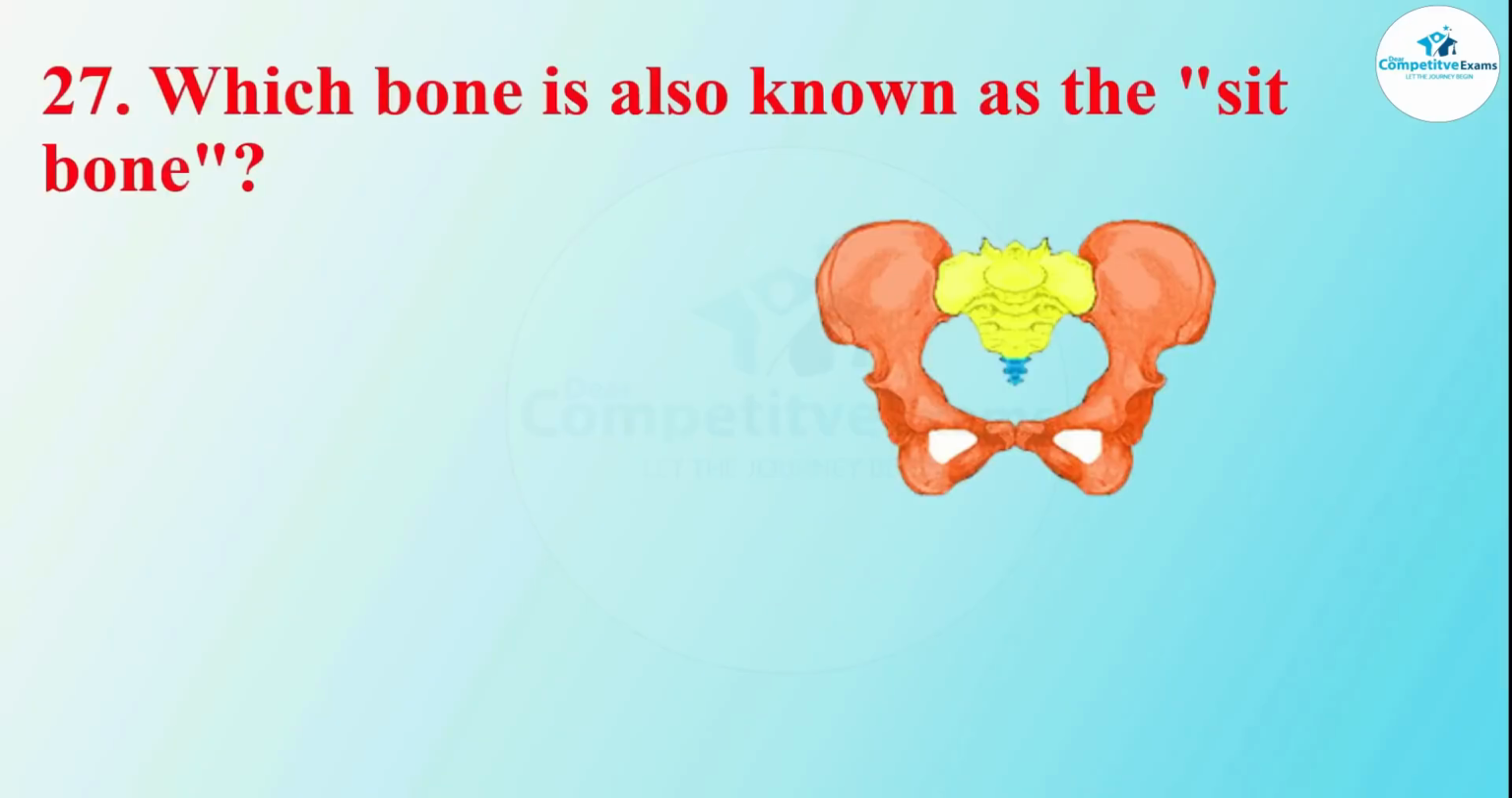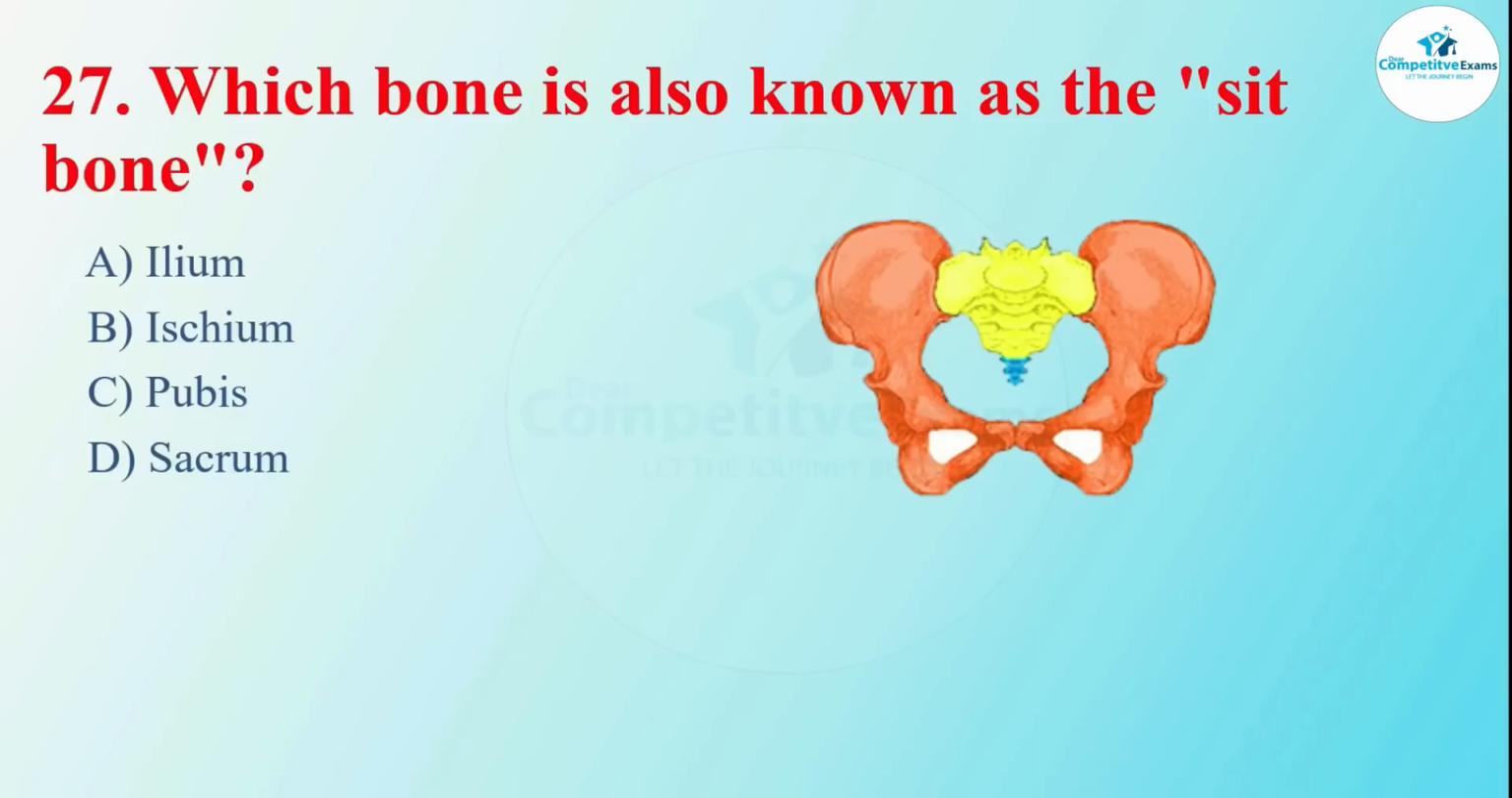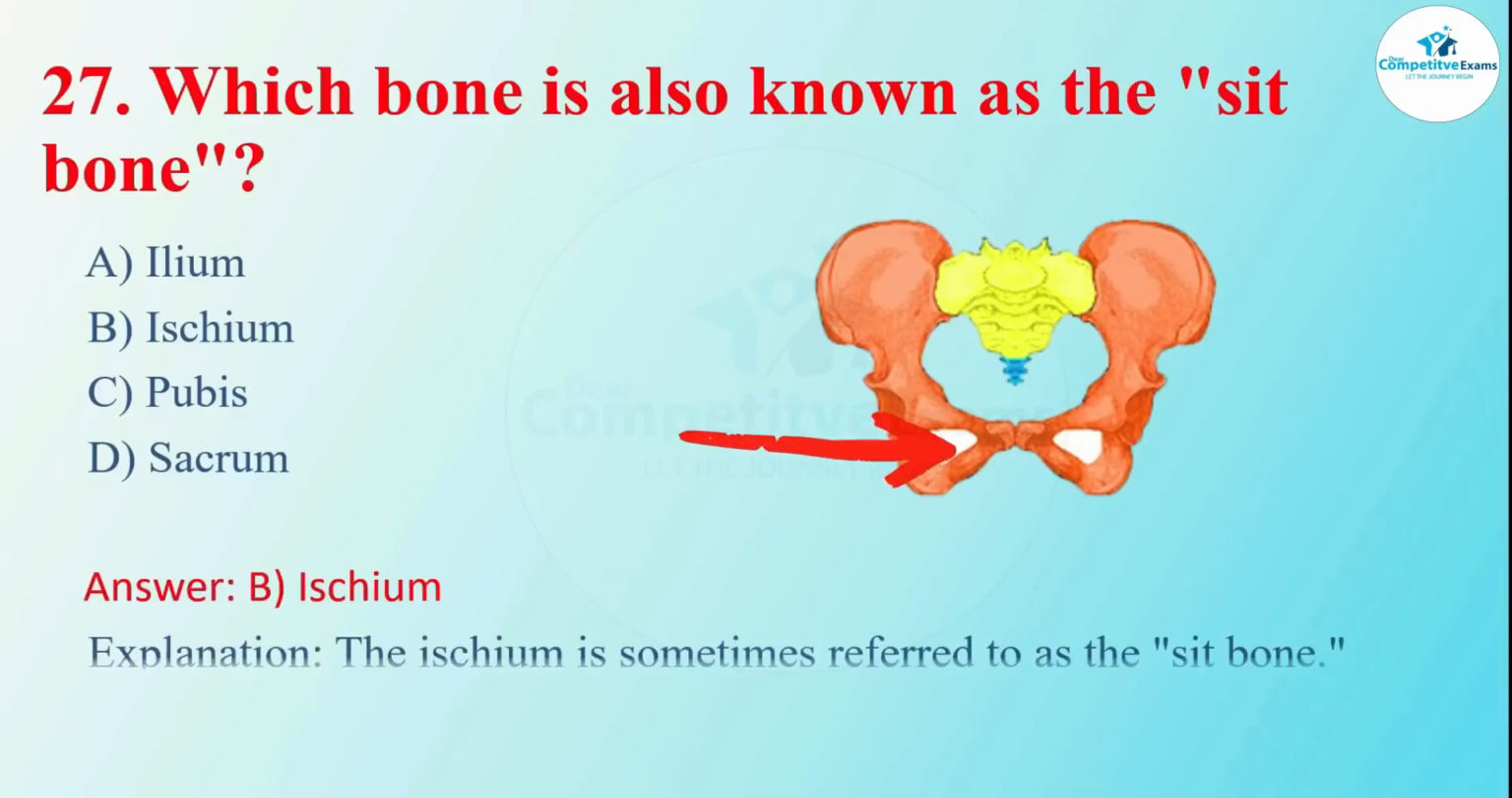Which bone is also known as the sit bone? So which bone is known as the sit bone of a body? Your answers are ilium, ischium, pubis, sacrum. Your answer is ischium. Friends, the ischium is sometimes referred to as the sit bone of a body.